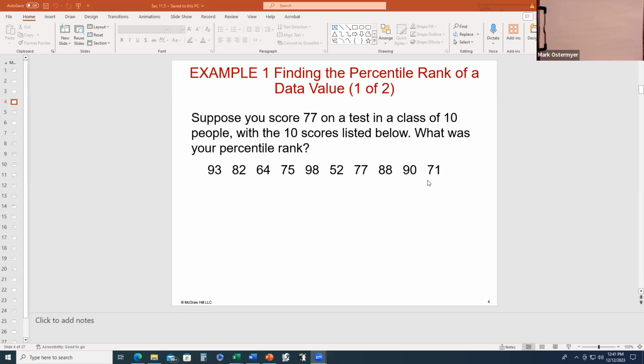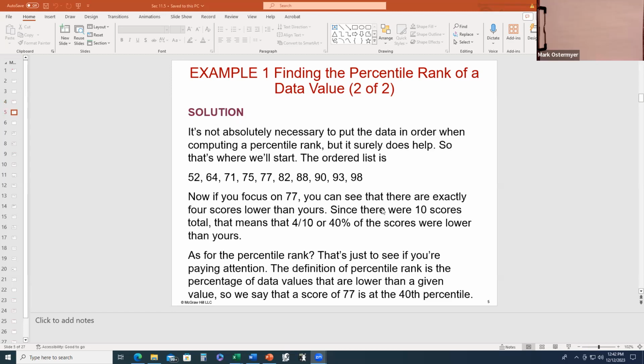Now, you don't have to order your data to appreciate what a percentile is saying, but to find a percentile value, it's imperative that you do order your data set. So let's order this data from smallest to largest, left to right. And when we do so, we will then have our data ranging from 52 up to 98. So the highest score on this exam was 98. The lowest score was 52. That's quite a range there.